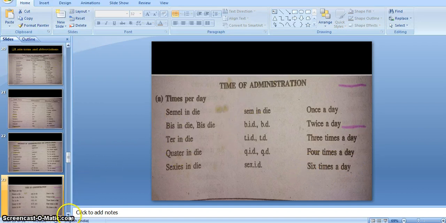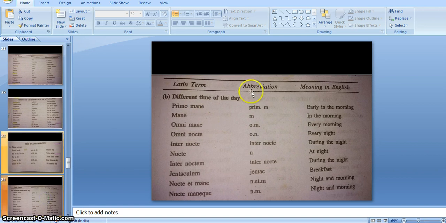Then different times of the day. Okay, that is primo mane, that is early in the morning, means before morning that particular tablet or dosage form should be taken. Then mane, that is in the morning, should be taken in the morning. Omni mane, that is every morning, that particular prescribed tablet should be taken every morning. Omni nocte, that is every night, during night time that particular tablet should be taken.